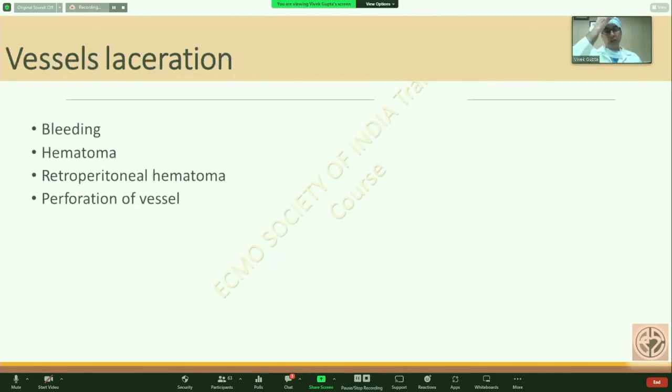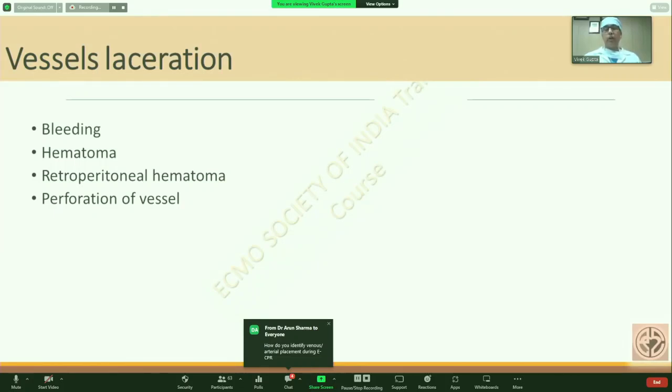While doing a cannulation, there is a risk of bleeding, especially for VA ECMO. There is a risk of hematoma when you puncture the vessel through and through, or a risk of retroperitoneal hematoma, or you can perforate the vessel. So all these complications are very common. And how to avoid this complication?